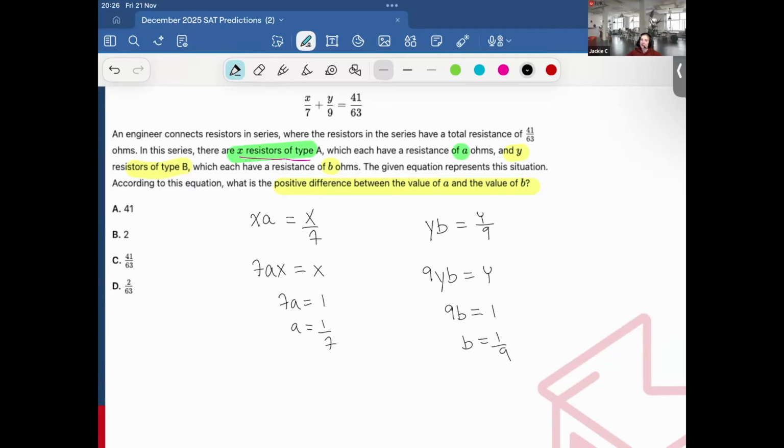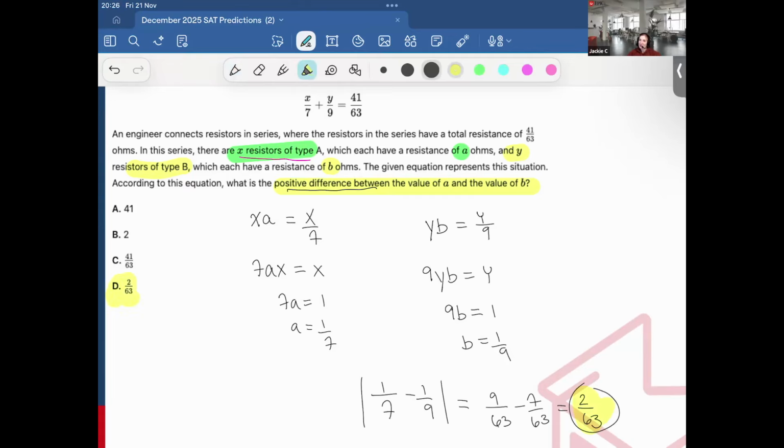And then we already have our values for a and b, and we're asked for the positive difference, aka the absolute value, between a, 1/7, minus 1/9. And when we solve, just to show, that would be like 9/63 minus 7/63, which is going to reduce to 2/63. And looking at the answer choices, looks like the correct choice is D, 2/63.